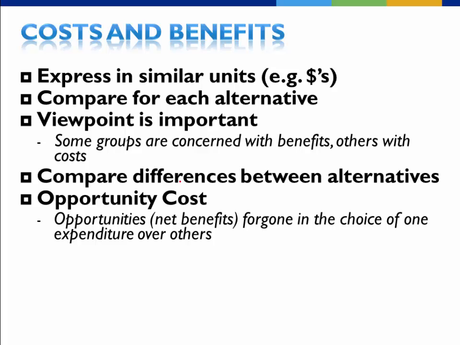Basically, in this case, we really want to compare different alternatives. It's not that you know for sure what you want to do in terms of building or expanding infrastructure or a specific restoration project and so on. So you really want to compare alternatives. And in this case, what is the opportunity cost? It might be the net benefits foregone, given the choice of one expenditure or one alternative compared to the other.